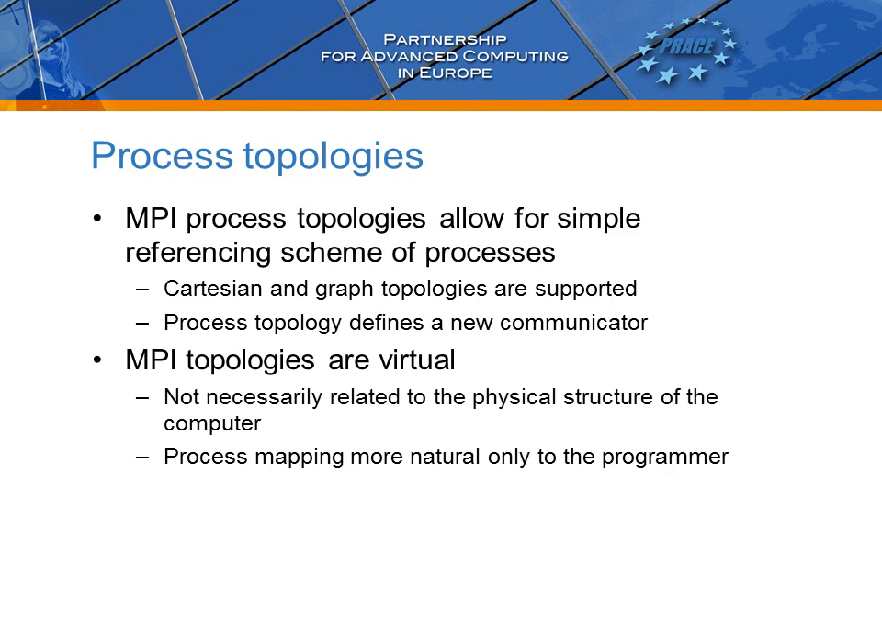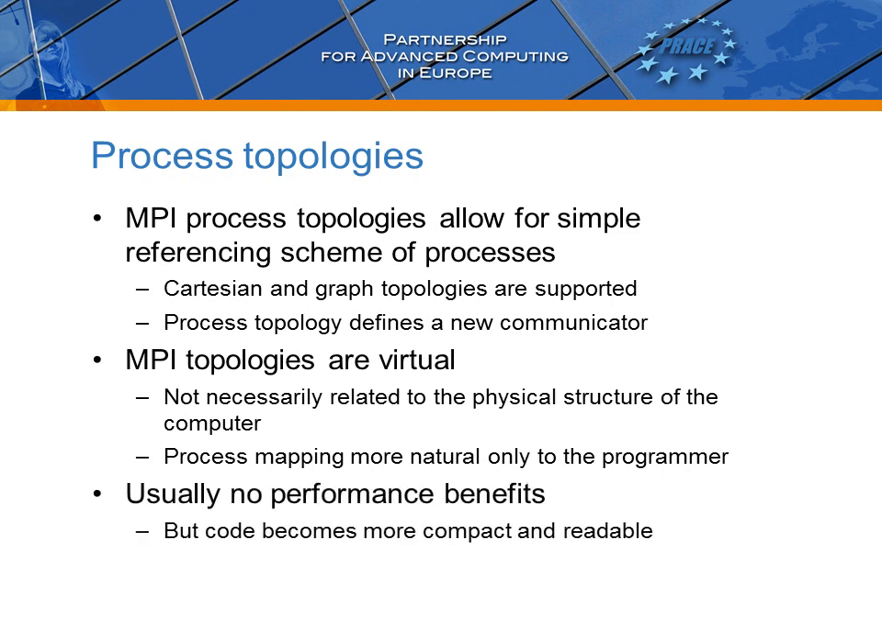MPI topologies are virtual, meaning that they are not necessarily related to the physical structure of the computer. In other words, process mapping onto the topologies is more natural only to the programmer. Process topologies will thus not bring performance benefits for all supercomputer architectures, but the main reason for their use is for code to become more compact and readable.